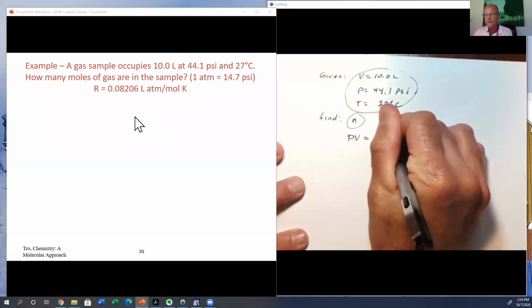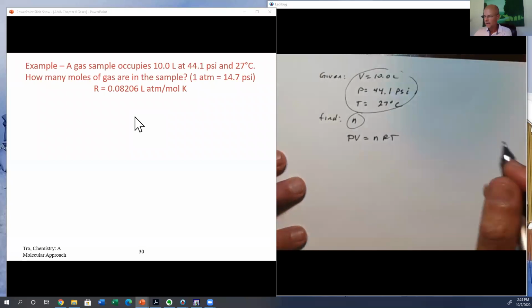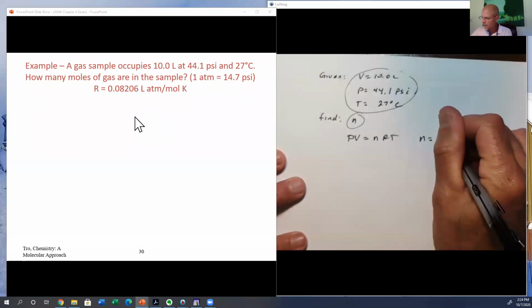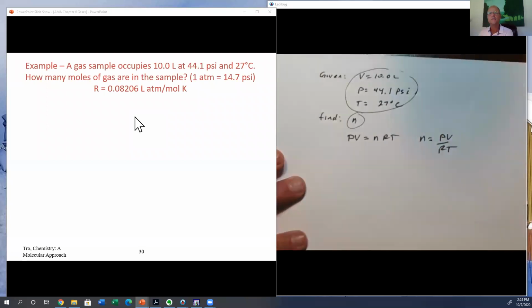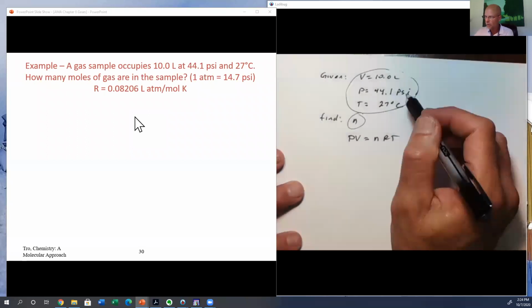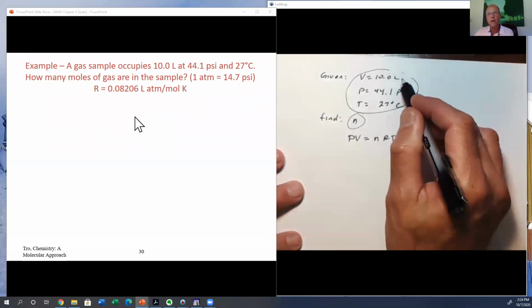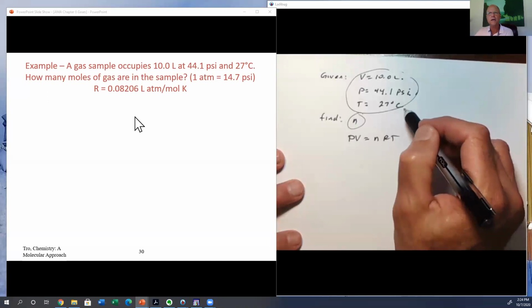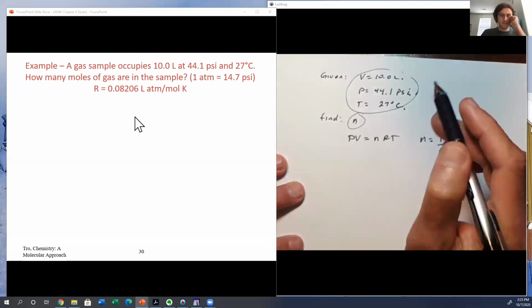PV is equal to nRT, and you can solve that for n. n is equal to PV over RT. So solving this problem is just a matter of plugging the right quantities into this equation with the right units. Notice here we don't have the right units. The units of volume are correct, but pressure needs to be in atmospheres, and temperature needs to be in Kelvin. So let's do those conversions really quick.